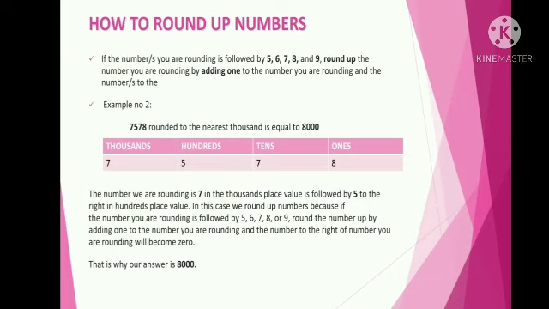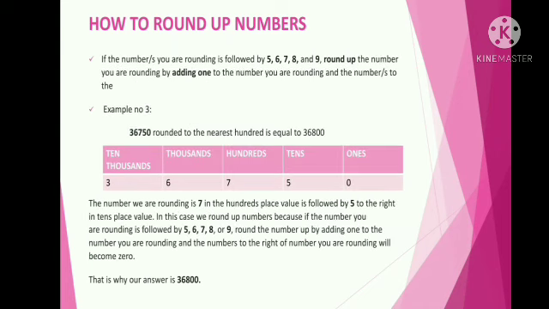Next example, example number 3. 36,750 rounded to the nearest 100 is equal to 36,800. Referring to our place value chart, the number we are rounding is 7 in the hundreds place value. It is followed by 5 to the right in the tens place value.